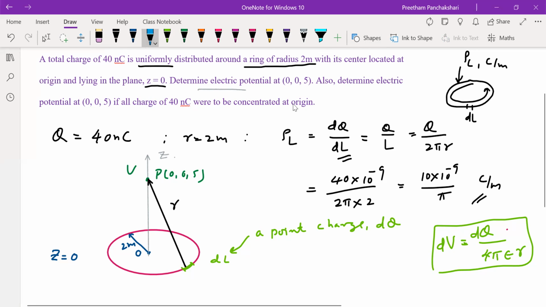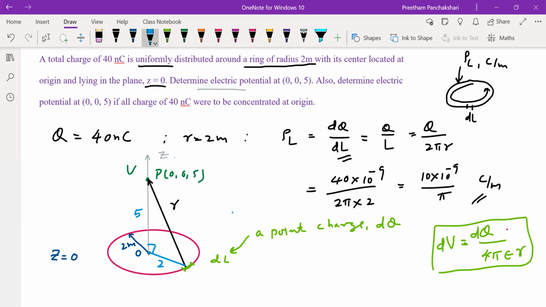Next point, if you want to find r, we can go with this construction. Here, this line is perpendicular, so this forms a right angle triangle. See this point, which is at a height of 5, that is (0, 0, 5) along the z-axis from the plane of the ring. So that is why this height is 5 and this line is the radius. By Pythagoras, we can find R.